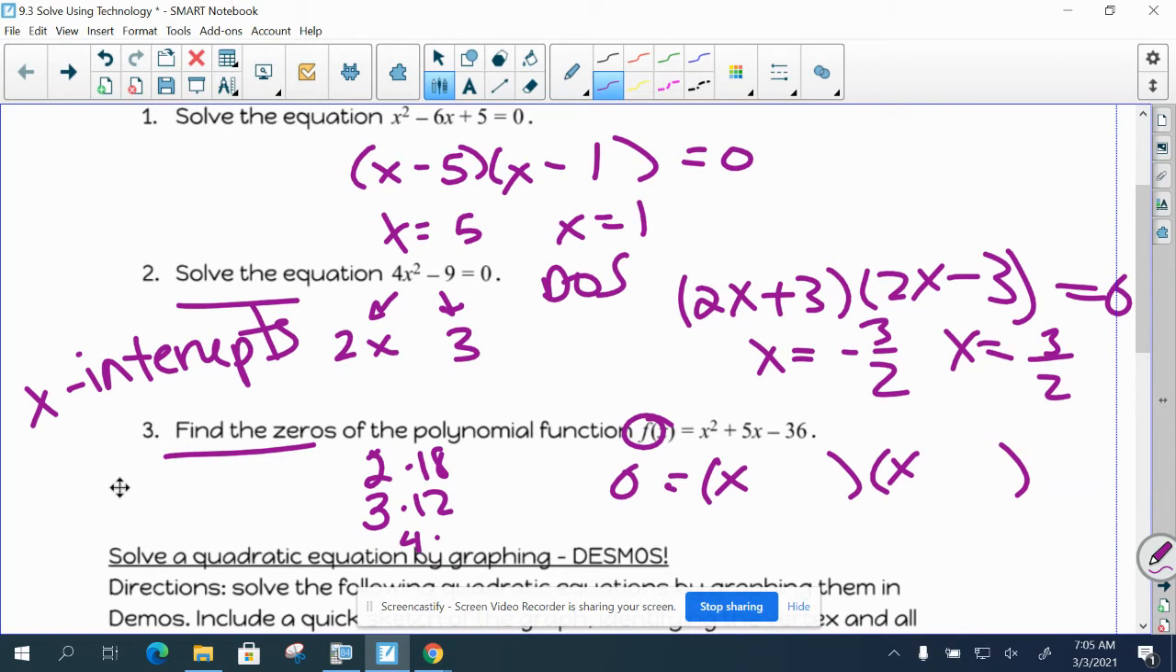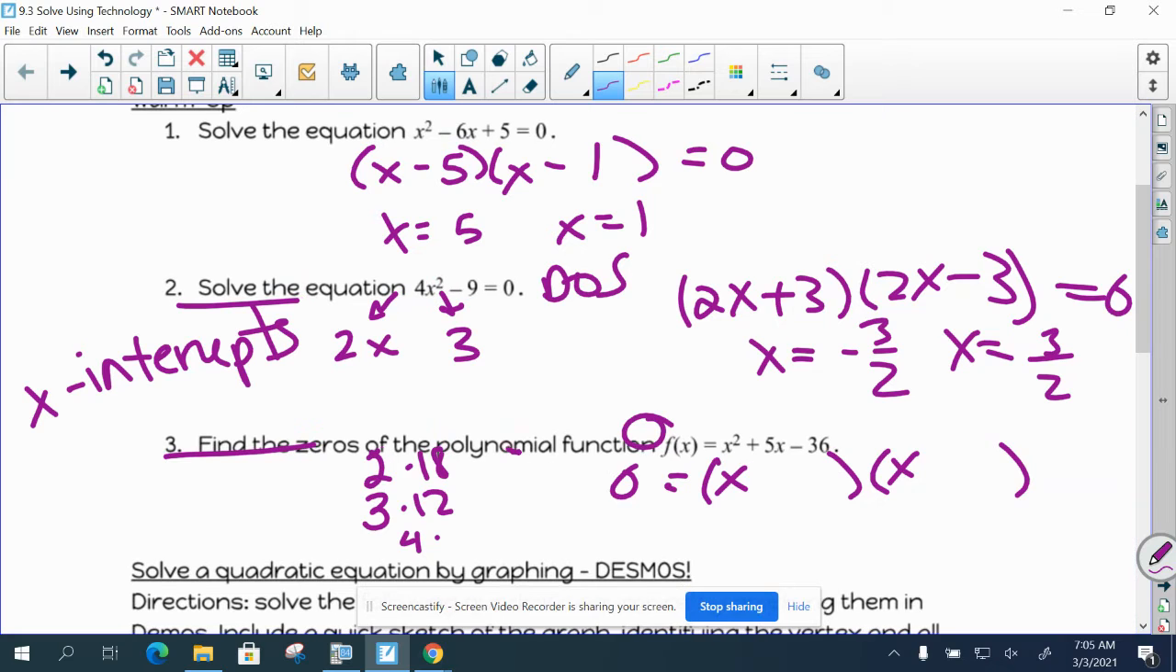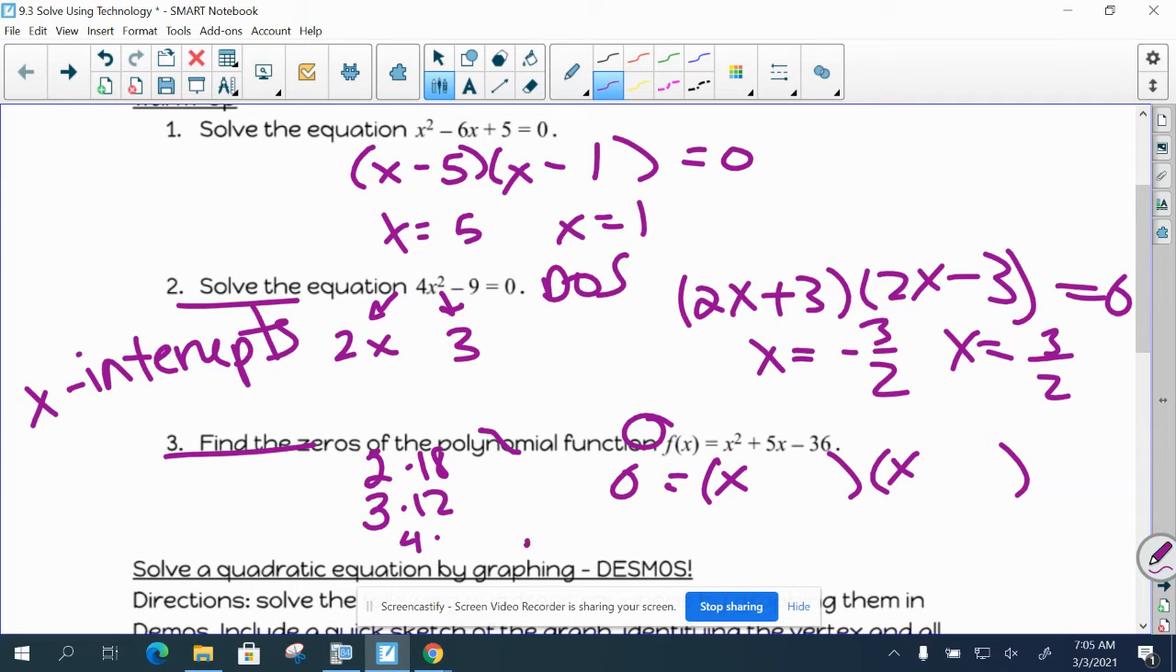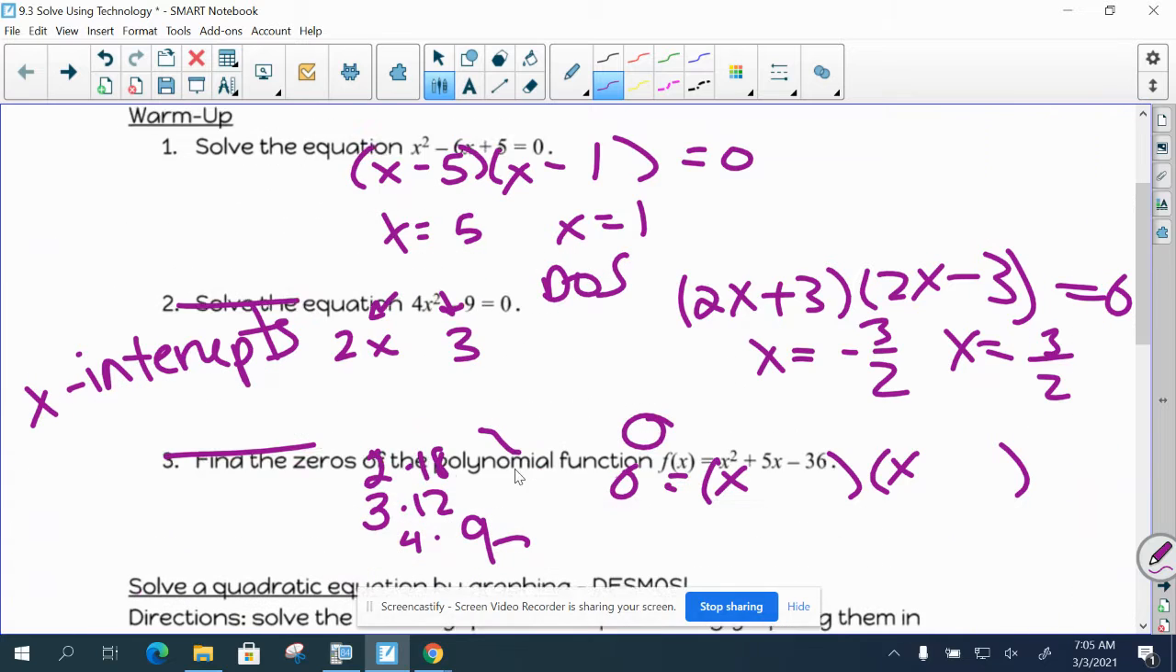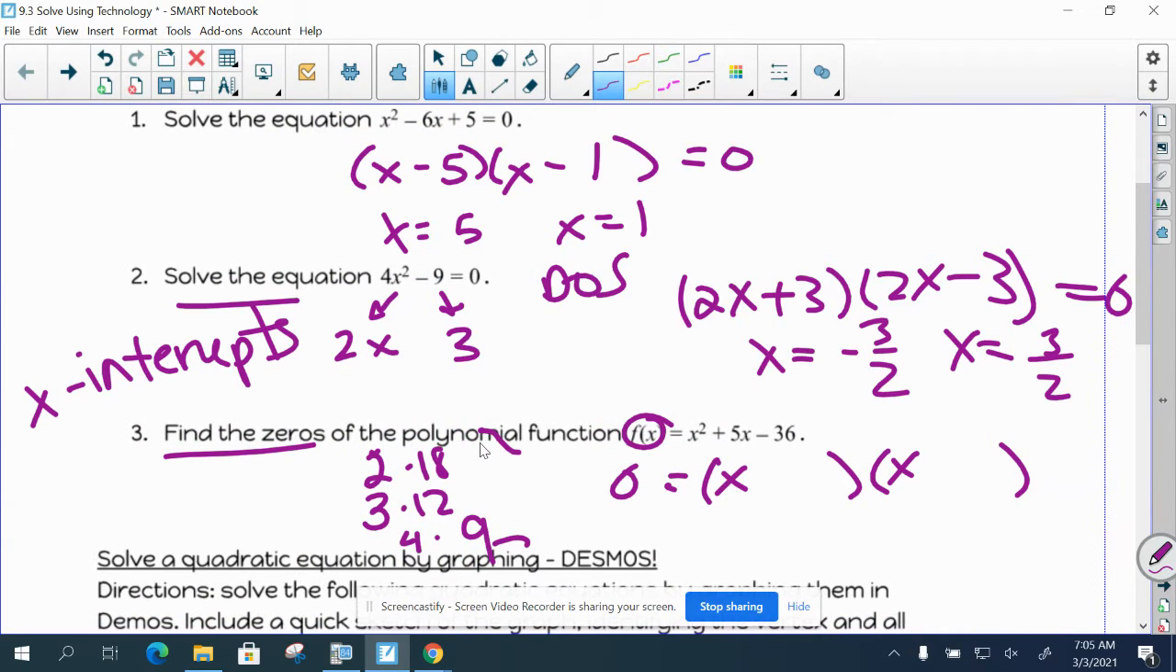So where did my cursor go? Oh. Okay, so 4 and 9. Sorry, my cursor. Oh boy. Let's see here. So you do -4 and then +9. So your answers would be 4 and -9.